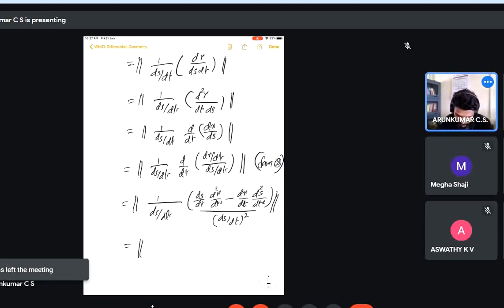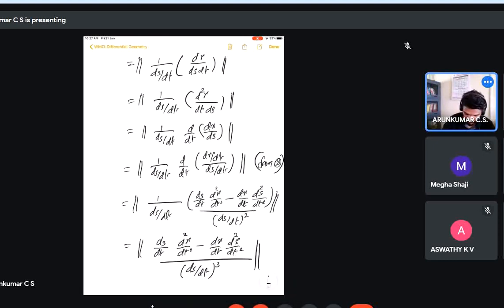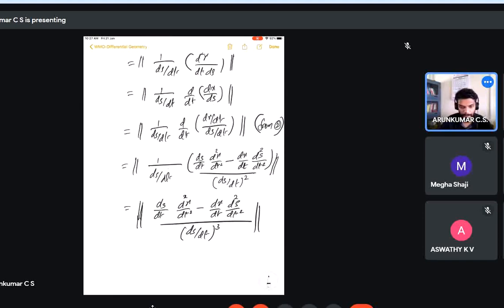So now I will write it in another form: ds by dt into d square gamma by dt square minus d gamma by dt into d square s by dt square, divided by ds by dt whole cube. Okay, fine. So let us put this as equation number 3.